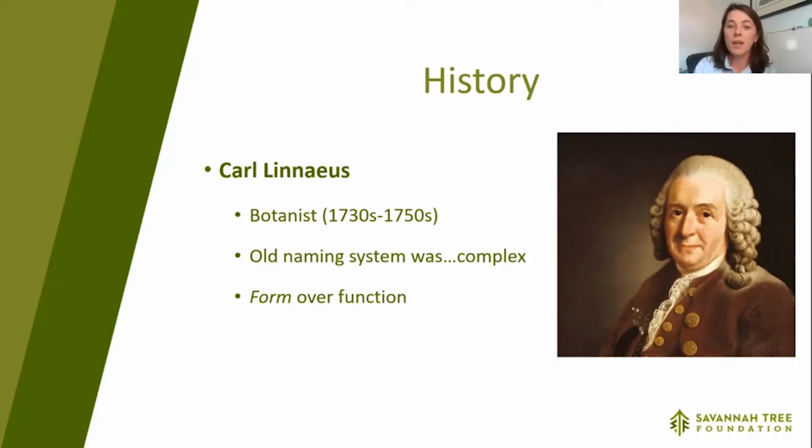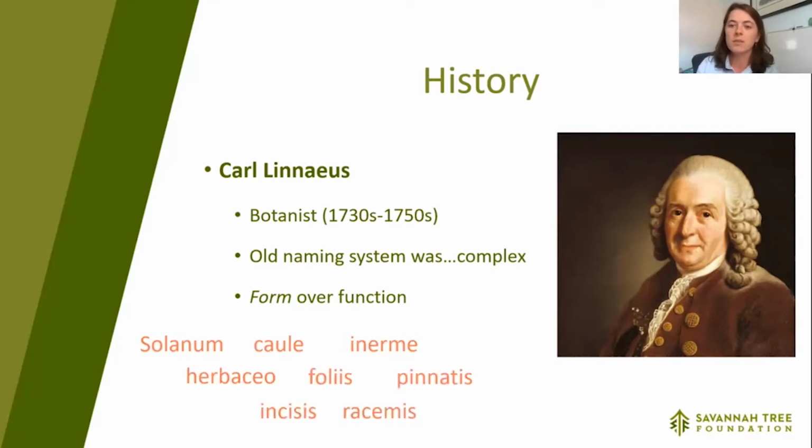then. Well, you would be sadly mistaken, because a single species of tomato plant had the name Solanum, Caule, Inerme, Herbaceae, Folis, Pinnatus, Incisus, Racemus, Simplicibus. So that is a lot, and that is a mouthful, definitely. So this system was clearly messy at best, if this is the name of only one plant species, and they were still discovering plant species in the New World.